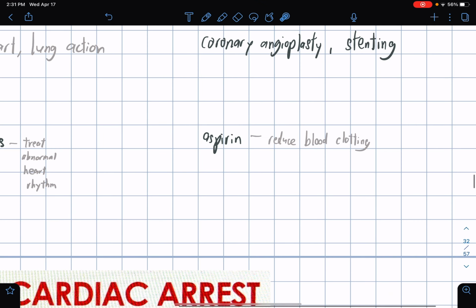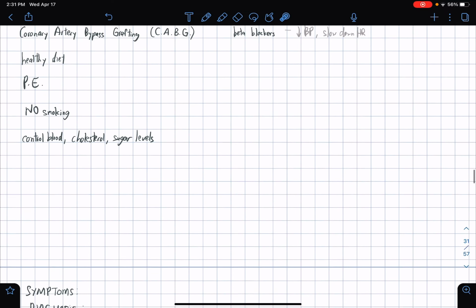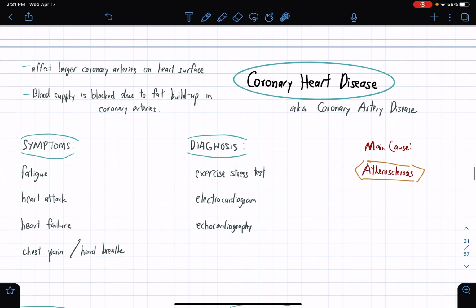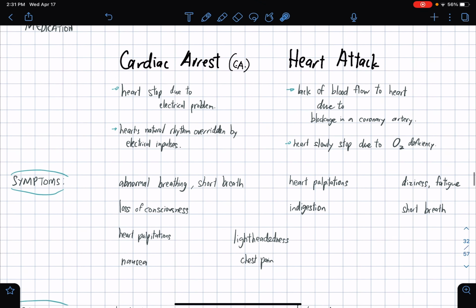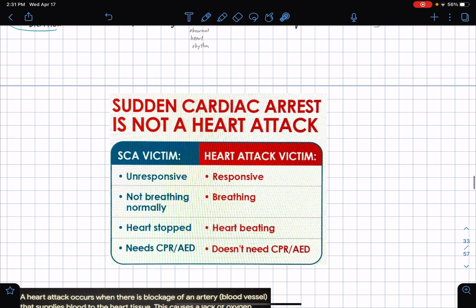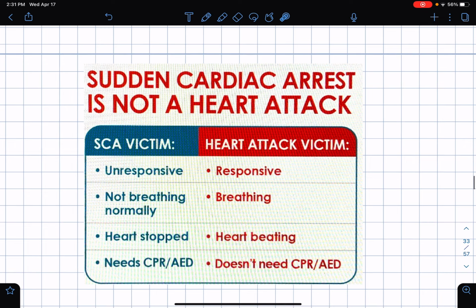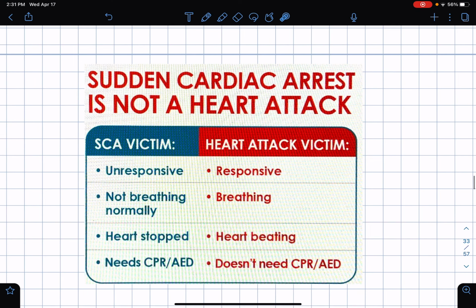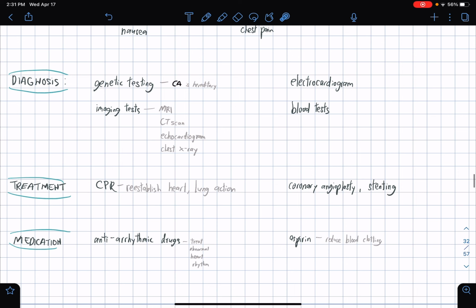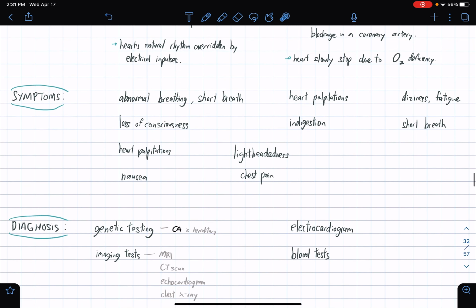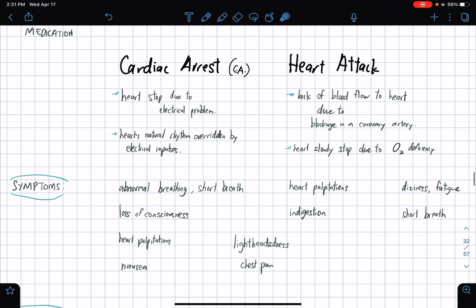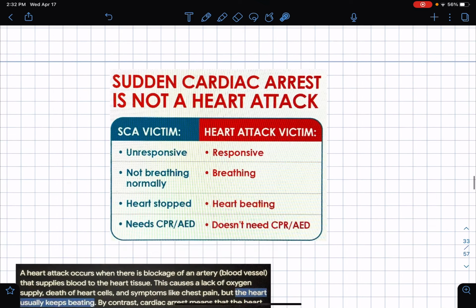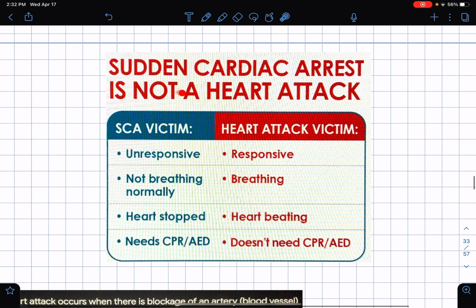And medication: aspirin is going to help. It's intended to reduce blood clotting, as said earlier. It's the same medication that's used to treat coronary heart disease. And yeah, it's easy to think that these are closely related just because the medication is the same, although the scenario doesn't happen all the time. You have the same medicine, but there's no basis in saying that these certain diseases are closely related. So okay, sudden cardiac arrest is not heart attack.